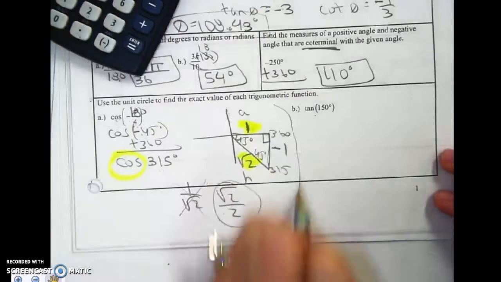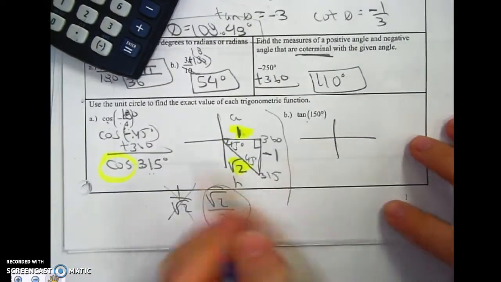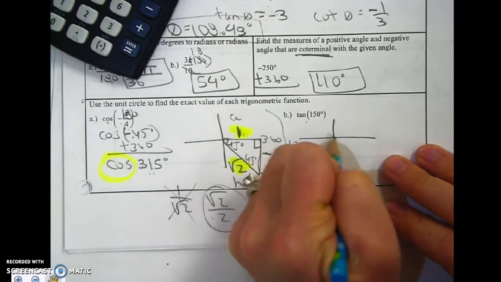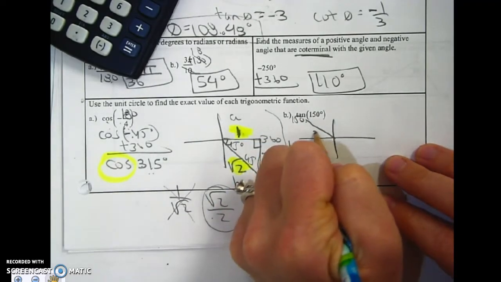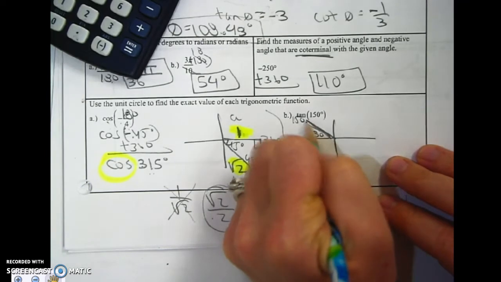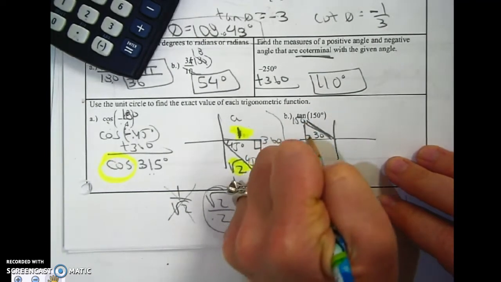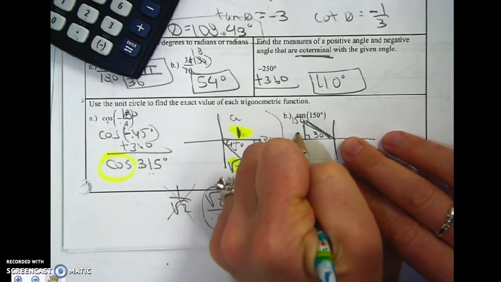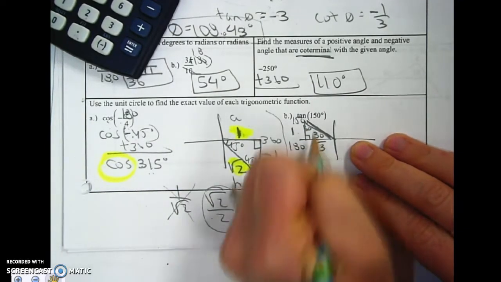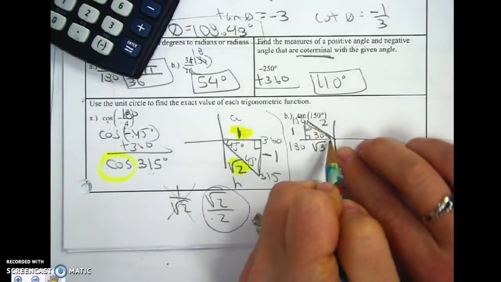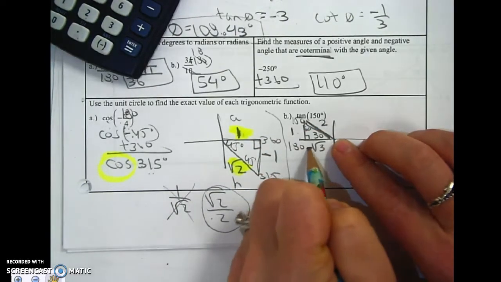Let's do the next one, tan of 150. Okay, so that's 180. There's 150. 180 minus 150 is 30 degrees. Now we have a 30, 60, 90. So what's across from the 30? 1. That means what's across from the 60? Rad 3 and 2. But since you're going left, it's negative.